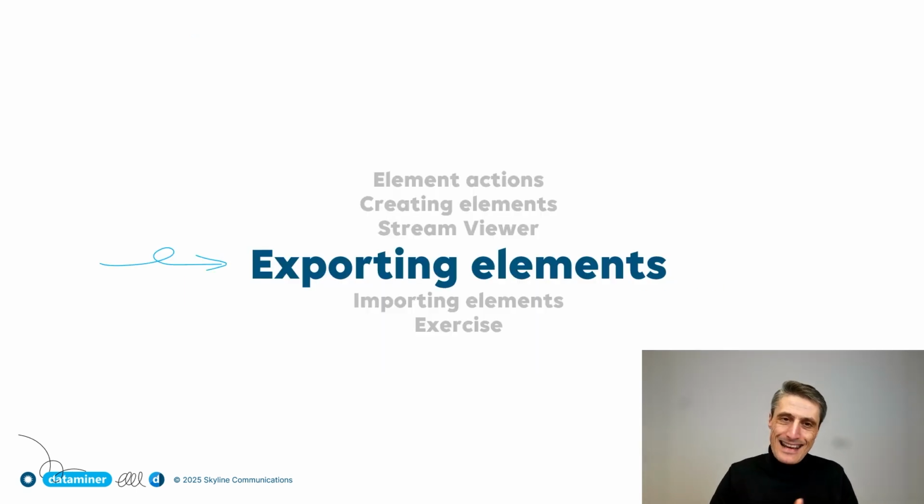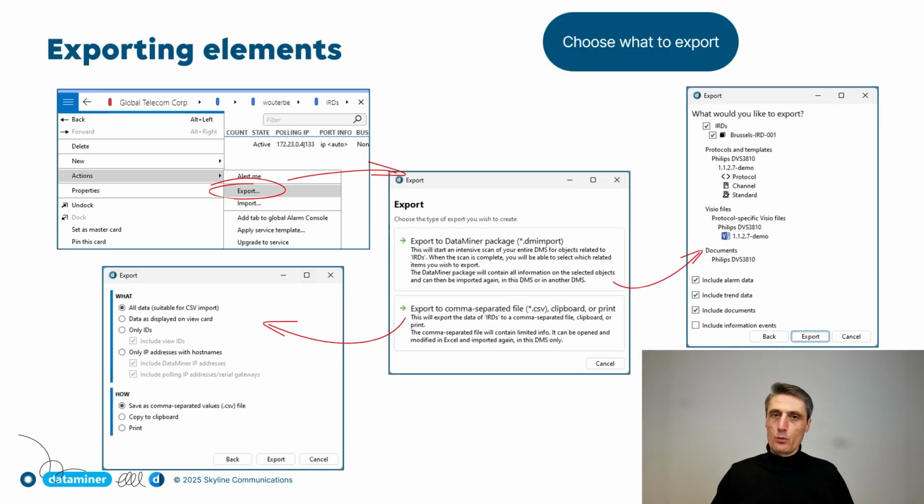Okay, so we added one element, so now we can add more elements and we can start building our system. But there is also a possibility to export elements and then import them back again. Like I mentioned during the introduction, there are two ways of exporting. So you have the DM import here and the CSV. Let's take a look at that.